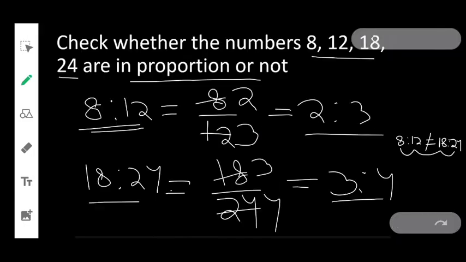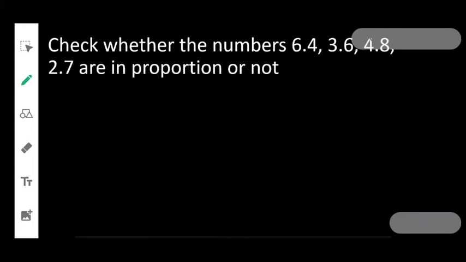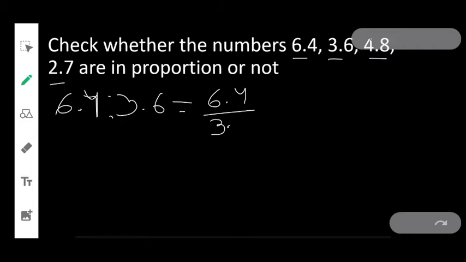Clear? Next question: check whether the numbers 6.4, 3.6, 4.8 and 2.7 are in proportion or not. The first term is 6.4, second is 3.6, third 4.8 and fourth term is 2.7. So the first ratio will be 6.4 is to 3.6. So that is 6.4 by 3.6.